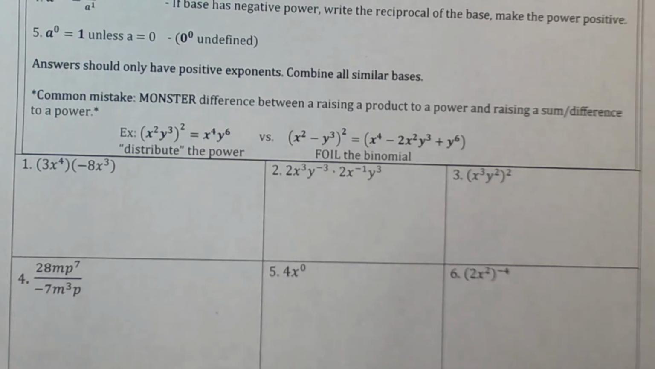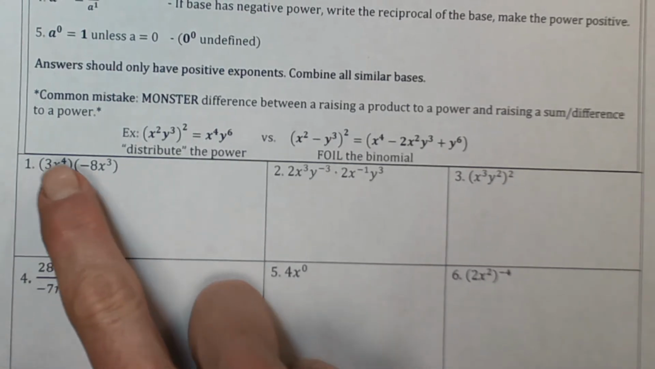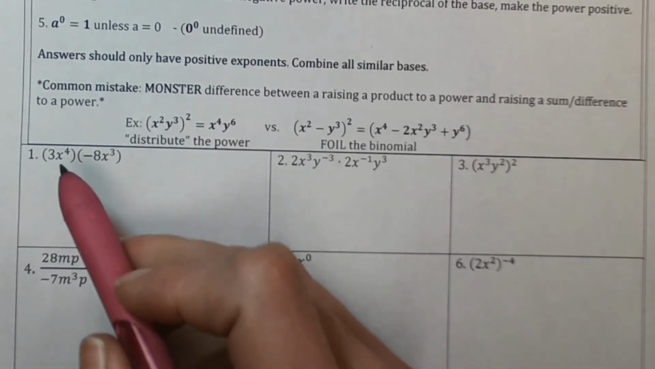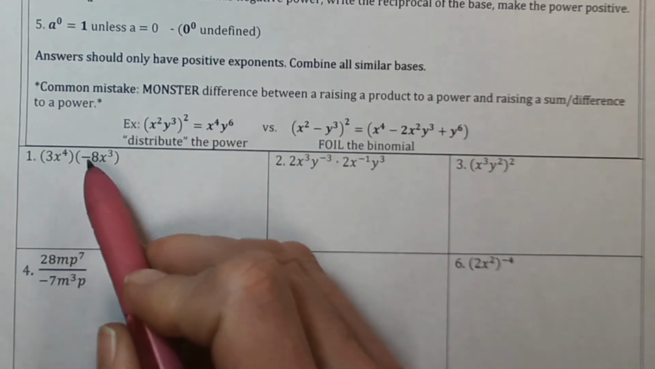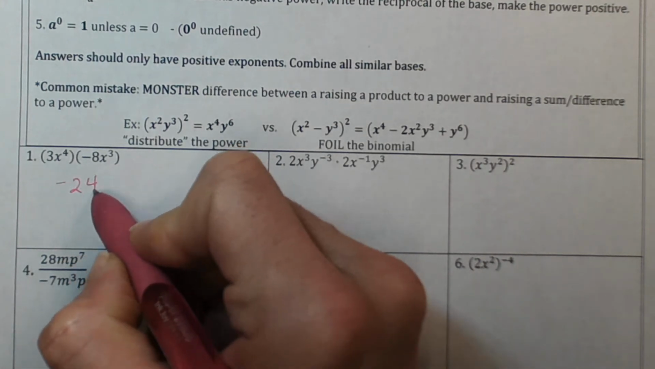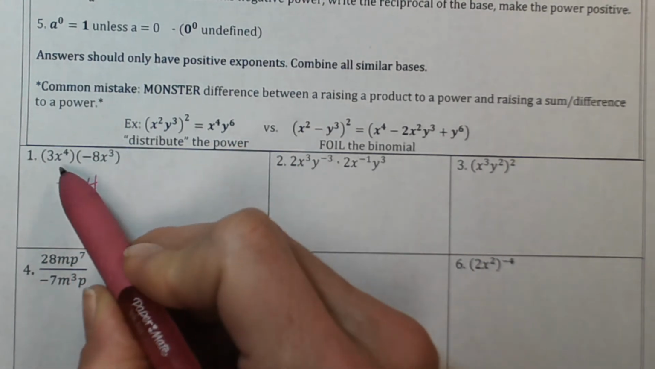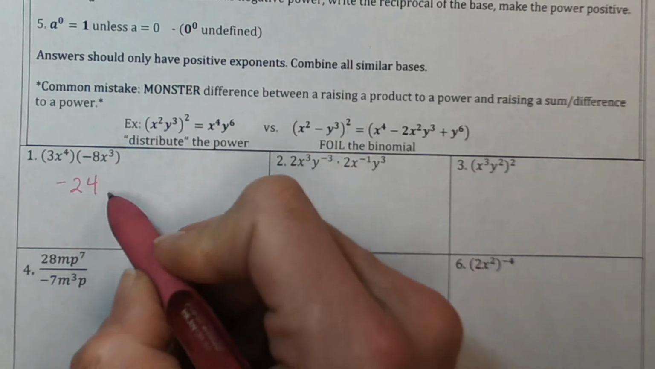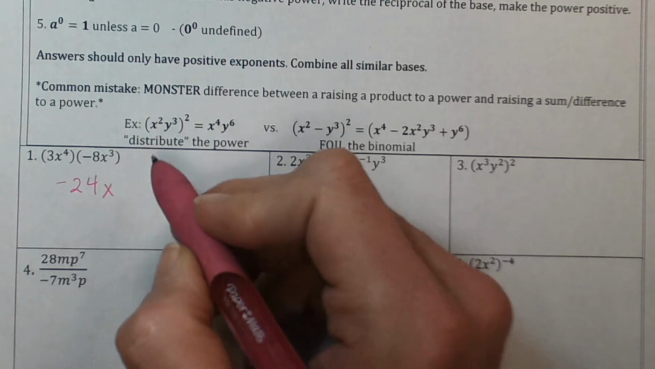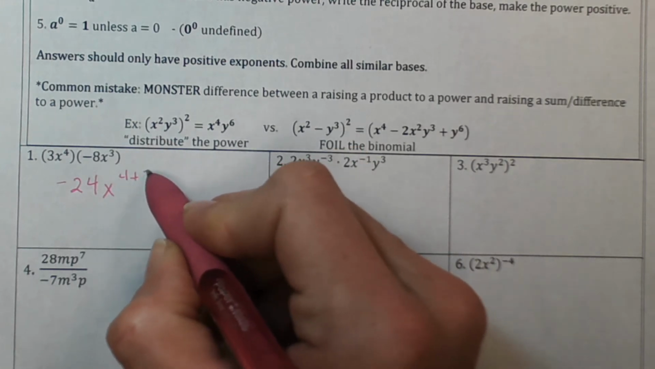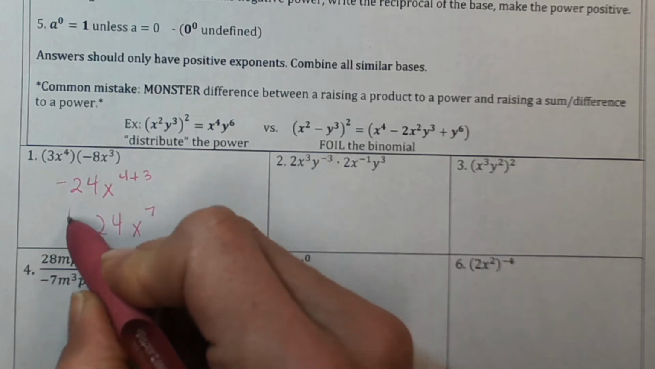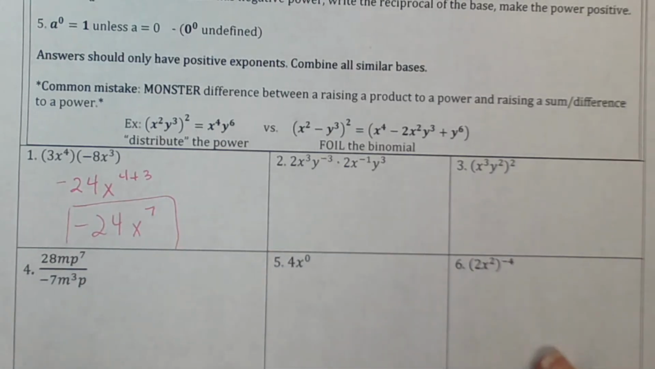Whenever I am multiplying, your coefficients do exactly what the operation calls for. So I'm going to multiply the 3 times the negative 8, and I get negative 24. Then I am multiplying the bases. The x is the base, and I'm just going to add the exponents. So 4 plus 3, and negative 24x to the 7th would be the answer, simplified.